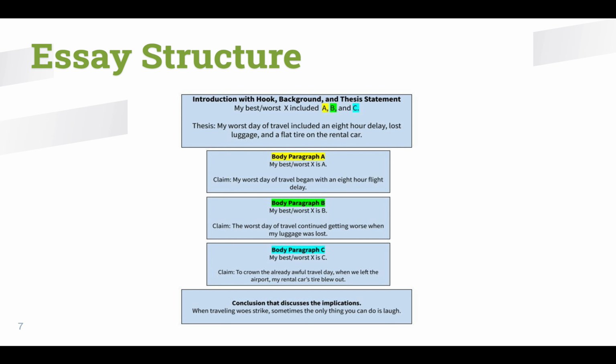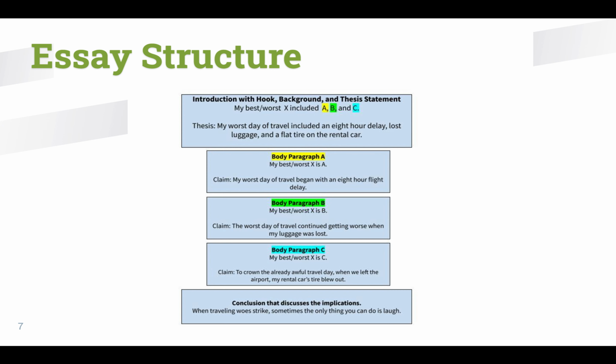And then body paragraph C, same thing. It's going to be about the flat tire because that's the third thing in the thesis statement. To crown the already awful travel day, when we left the airport, my rental car's tire blew out. So then everything in that paragraph is going to be about how the tire blew out and how I dealt with that and all of those associated things. I'm not going to stray and go off into some random tangent. I'm going to be very controlled about what I put in each paragraph.